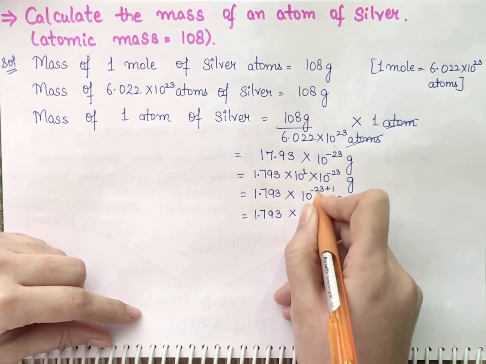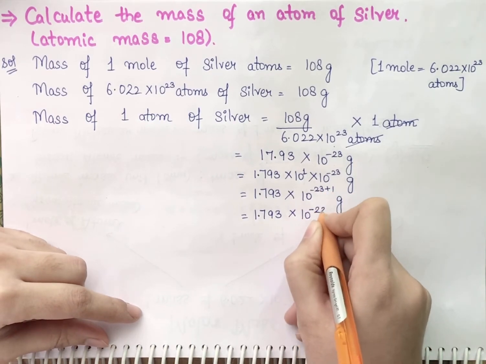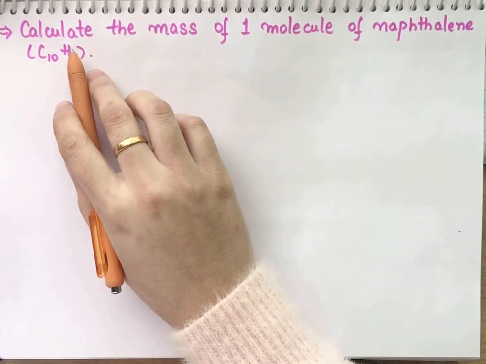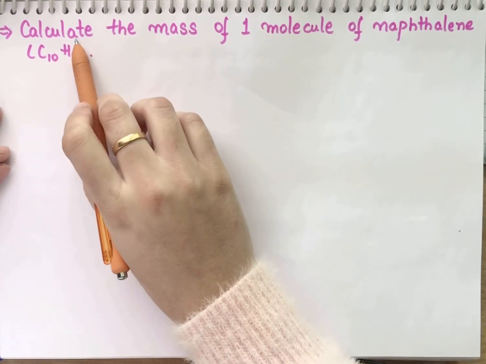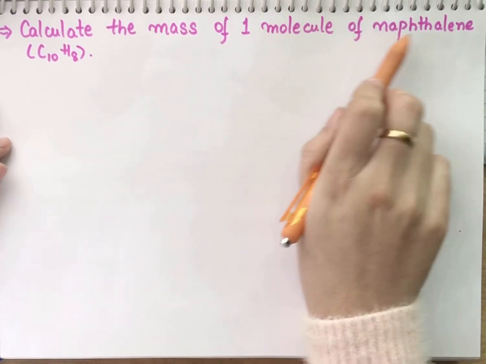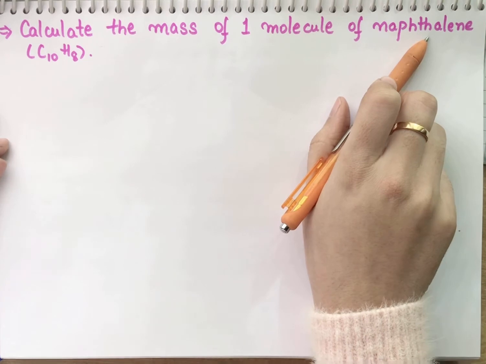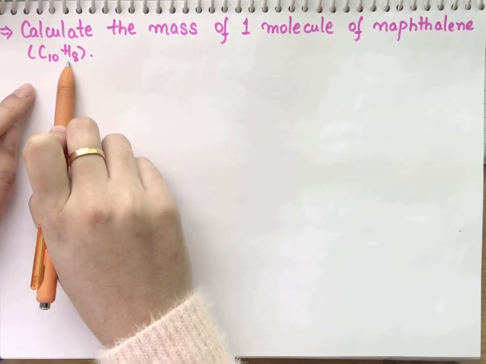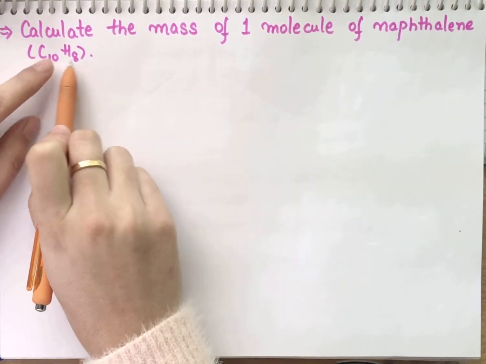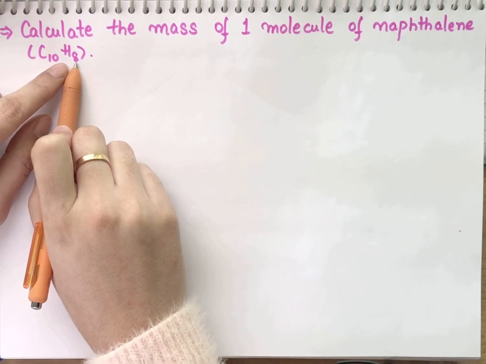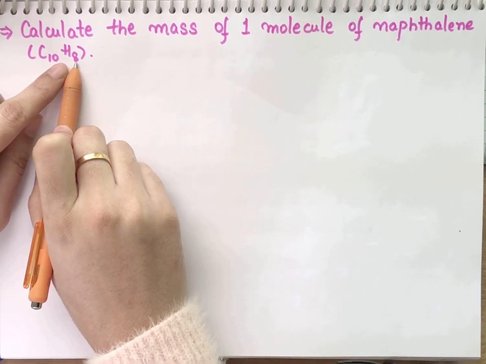So minus 23 minus 1, that means 22. So students, here they are again asking you to find the mass of one molecule of naphthalene. Here they have given you the formula of naphthalene, that is C10H8. First of all, we'll simply find the molecular mass of naphthalene.